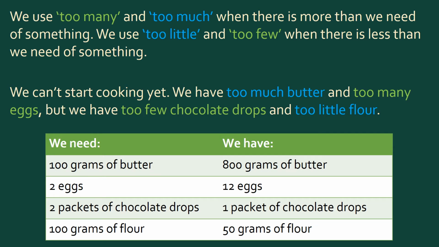We use too many and too much when there is more than we need of something. We use too little and too few when there is less than we need of something.